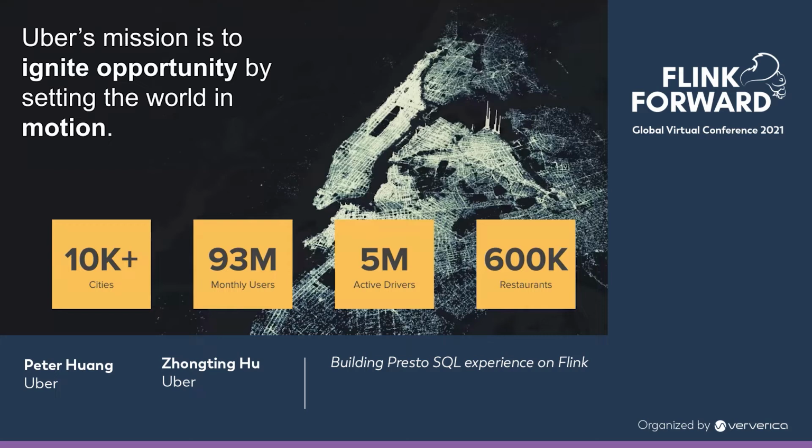First, let's go through the page. Uber's mission is to ignite the opportunity by setting the world in motion. Currently, Uber is operating in more than 10K cities, with 93 million monthly users. It has like 5 million active drivers, and it's also operating in 600K restaurants. Uber Eats business has grown very well for the last several quarters. The mobility business has recovered very well to 90% compared to the pre-COVID period. We also see a lot of growth in the Uber Freight business.